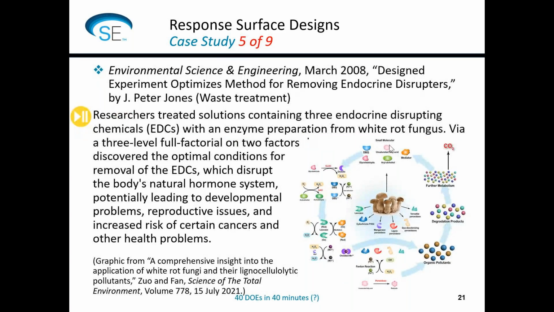Wow, now this, I found a graph because it's got these mushrooms in it. All the other stuff around the outside of it, I'm not exactly sure what those are. But this guy, J. Peter Jones, designed an experiment to remove endocrine disruptors, or EDCs. And it's done with an enzyme preparation from this white root fungus, which I think looks like the picture there, but I'm not exactly sure. I made a note where the graphic came from, which was also related to EDCs.